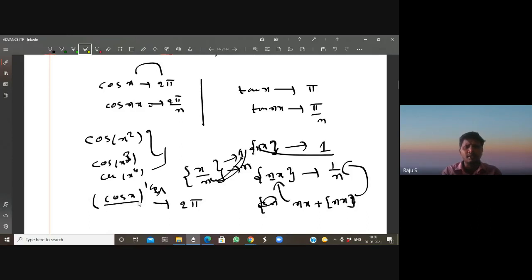It will repeat. Cos x can be written as cos of 2 pi minus x, cos 4 pi minus x, but with x square, sometimes negative values, sometimes positive values appear when we substitute, so it cannot be defined. So square root of cos x, whole power 1 by 2, 1 by 4, or cube root, fourth root, you can take anything. Cos x means 2 pi, square root of cos x is 2 pi, cube root of cos x is 2 pi, everything will be 2 pi. Like that you have to answer.